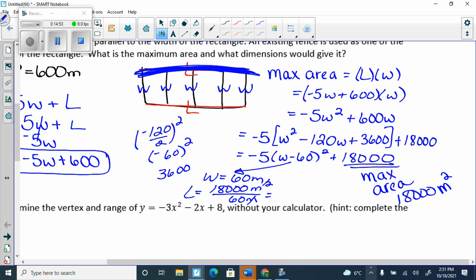And we get 300. It should be 300 because these will cancel, and then this is going to be 18 divided by 6, which is 3, and then 2 zeros. Okay. So the dimensions are 300 meters by 60 meters.